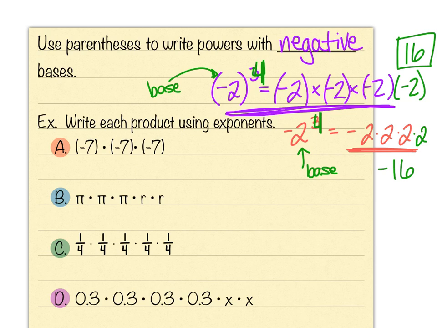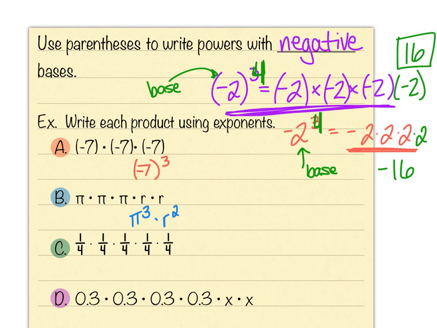Okay, so let's look at this first example here. -7 times -7 times -7. Write each product using exponents. This would be (-7) to the third. Notice how I put the parentheses because there's a negative base. For example B, we have pi repeating 3 times, pi to the third, and then we have r repeating twice, so times r squared.